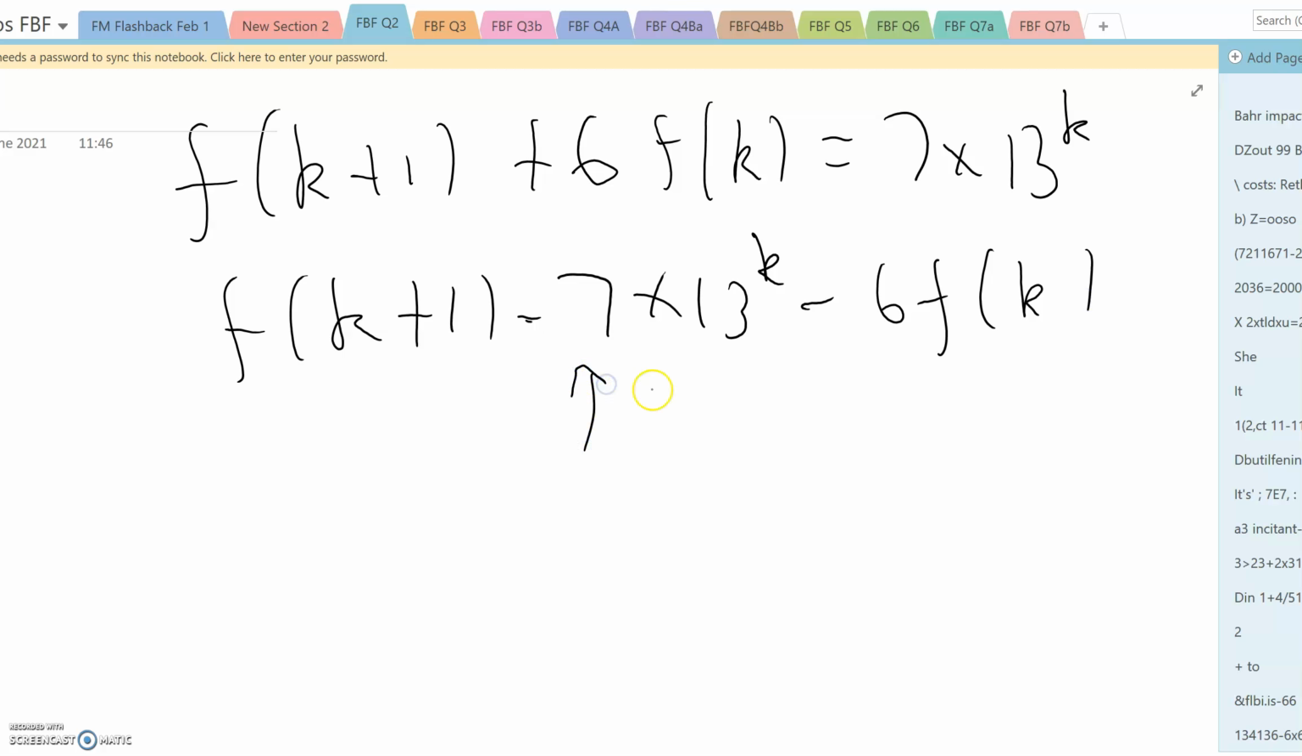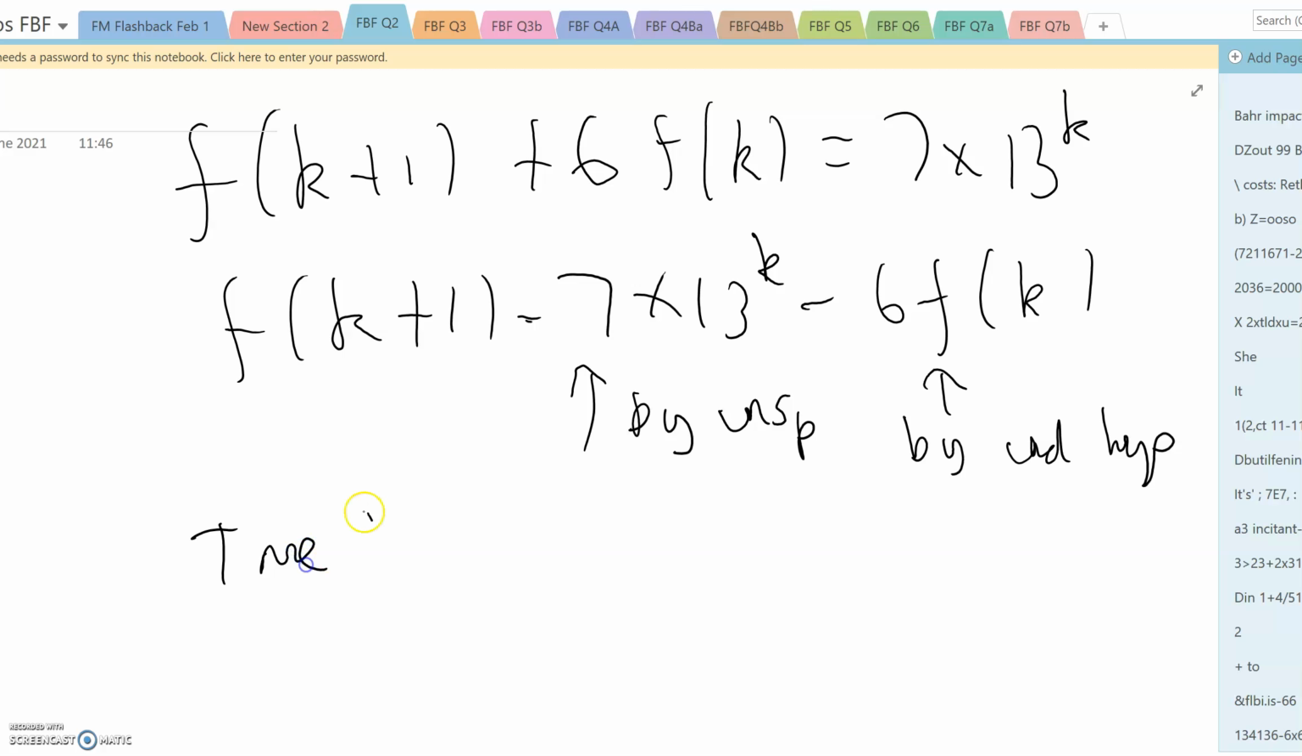But 7 times 13 to the k is divisible by 7 by inspection, and 6 times f of k is divisible by 7 by the inductive hypothesis. That is, assuming we've assumed true for k, n equals k. So it's true for n equals k plus 1, and therefore true for all n belonging to the natural numbers by the principle of mathematical induction.